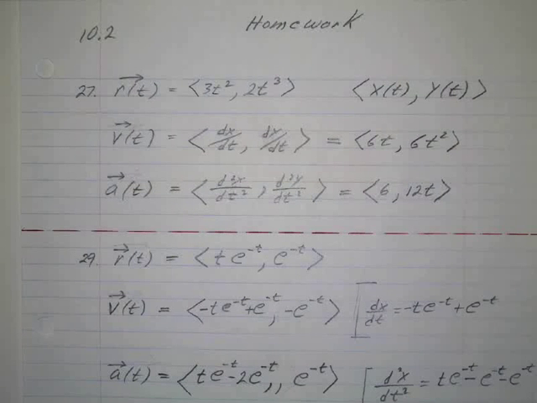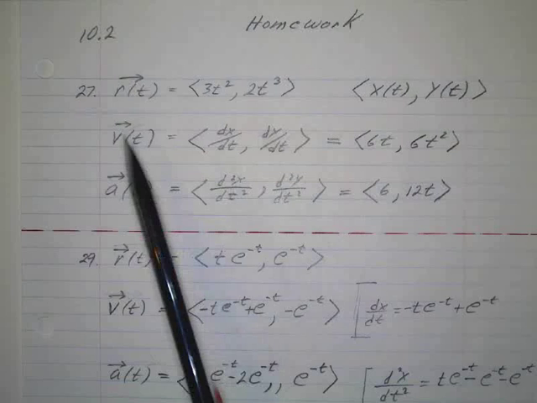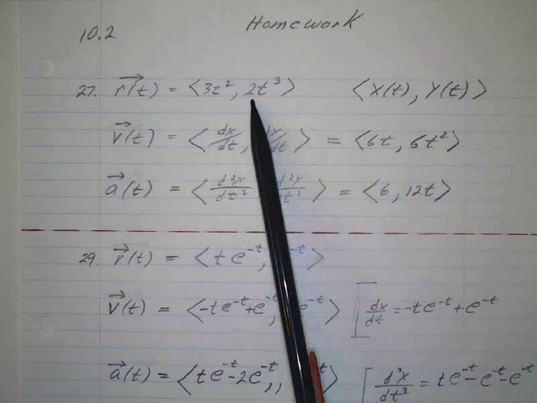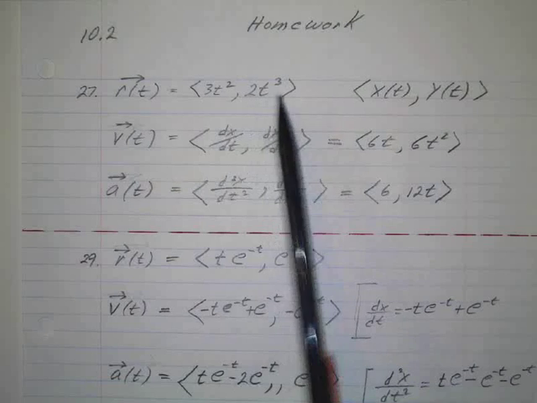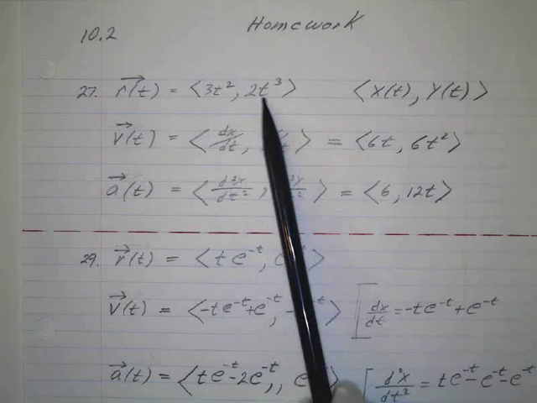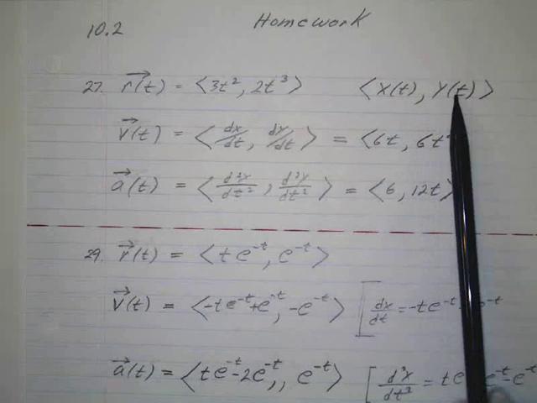So here are some more homework problems from section 10.2, and these are pretty easy. We have the position vector given to us. You can see that right over here. r(t), that's our position vector, equals 3t squared, comma 2t cubed. This is the x position and the y position as a function of t.